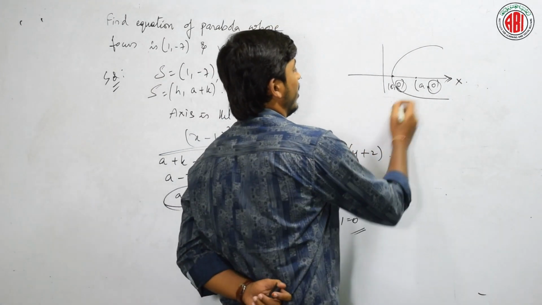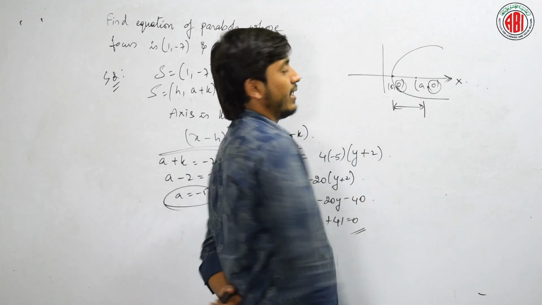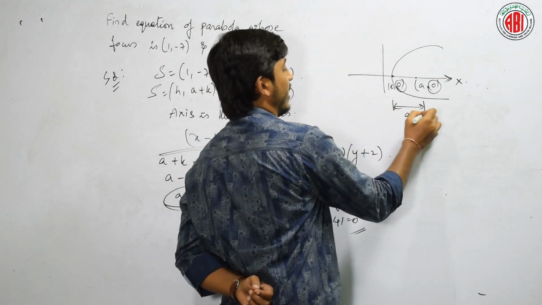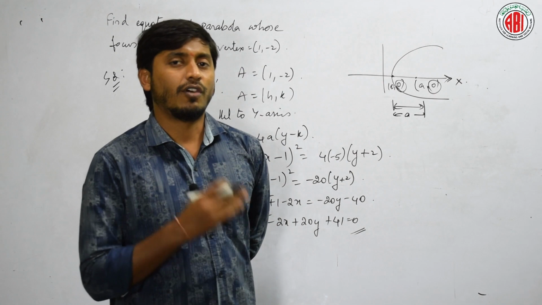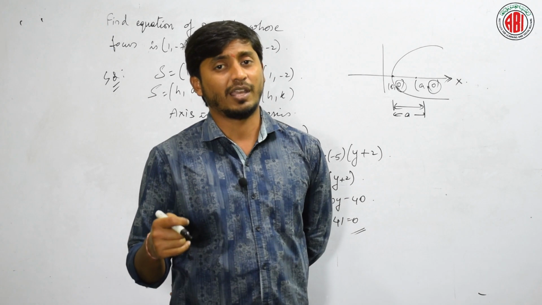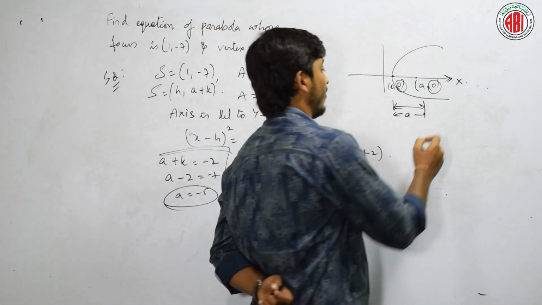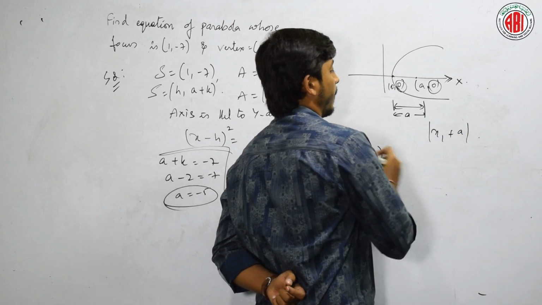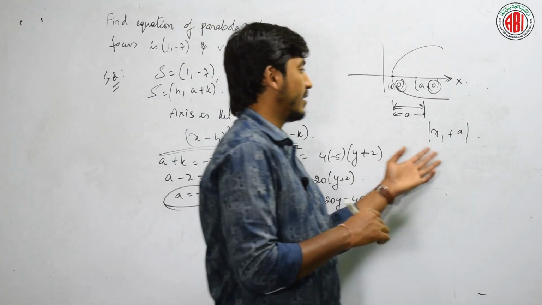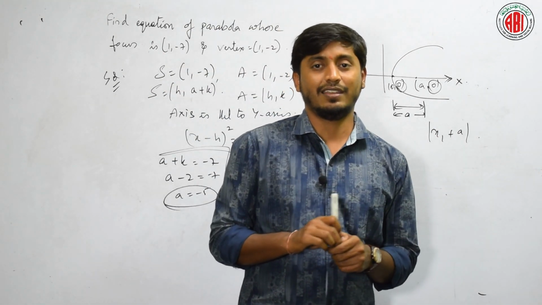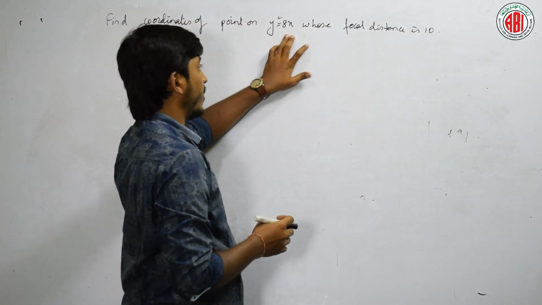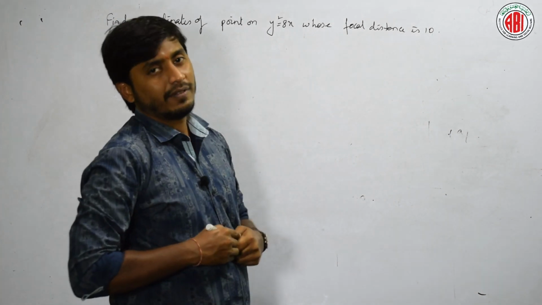The first thing I will tell you is the distance between S and A. What is S and A? From here to here it is a, clear. What if it is in other types, that is type 1, type 2, type 3, type 4, then the length of the focal distance is always given by mod x1 plus a, okay. Based on this, let us do a few problems, shall we? See here, he is asking us to find the coordinates of the point on the parabola whose focal distance is 10.